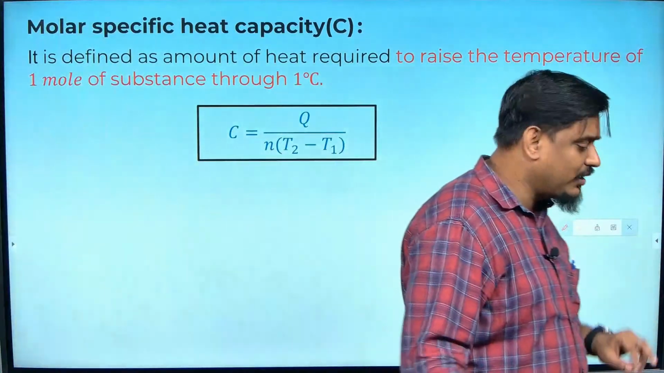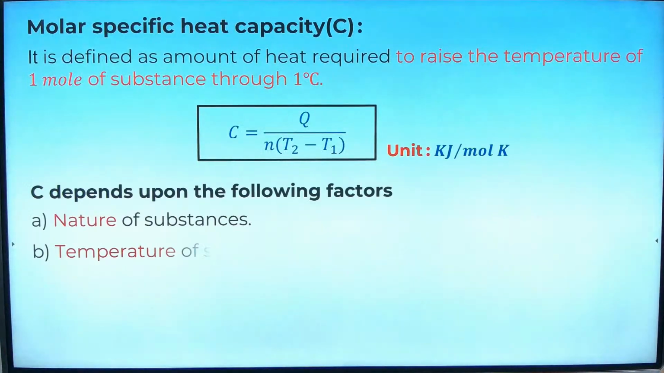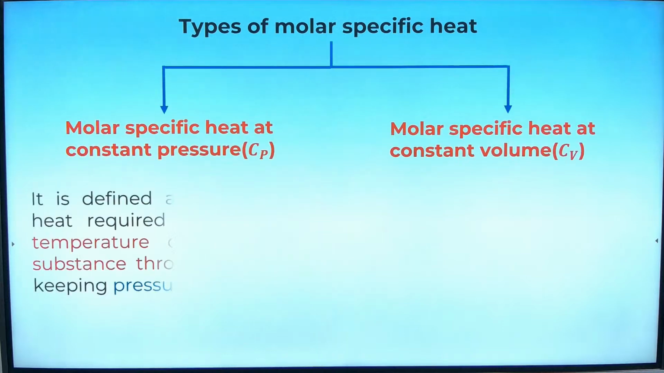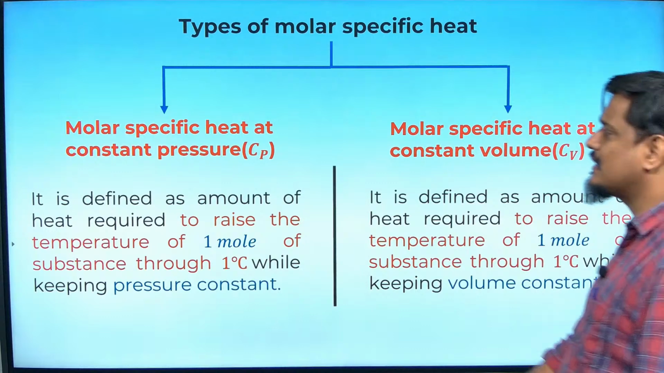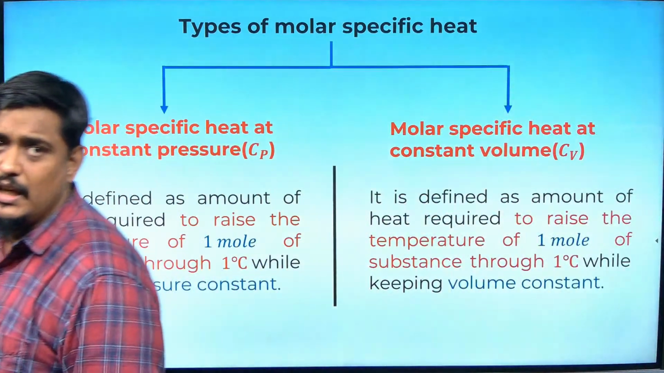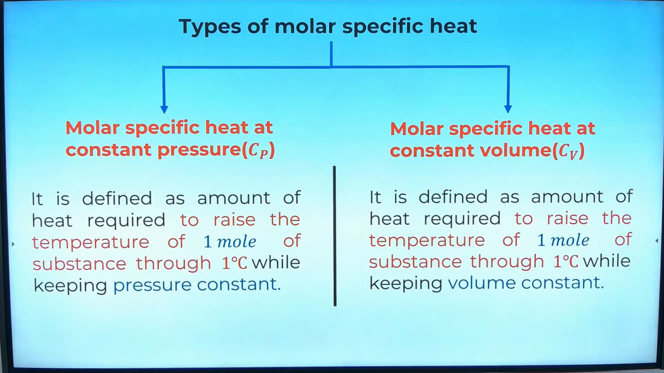Whatever I have spoken now, the same thing will be there in the upcoming slides. That is, there are two kinds of specific heat. One is called molar specific heat at constant pressure, another is called molar specific heat at constant volume. At constant pressure, it is defined as the amount of heat required to raise the temperature of 1 mole of substance through 1 degree Celsius while keeping the pressure constant.